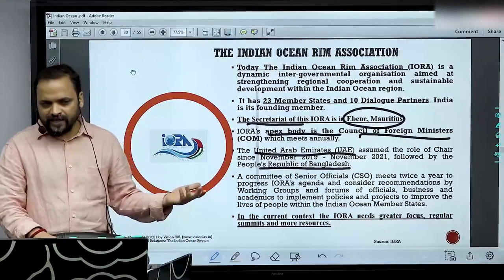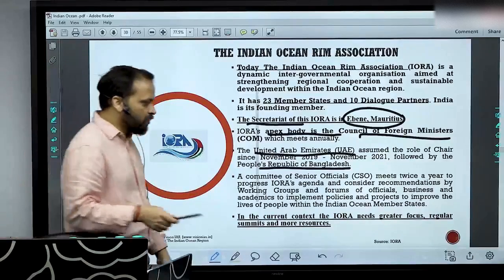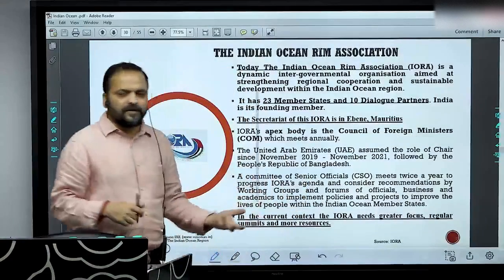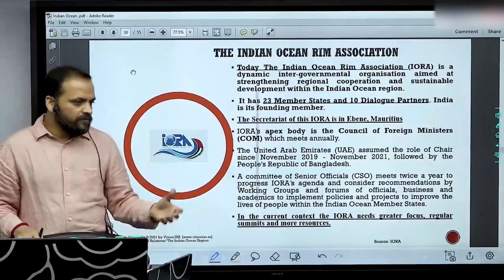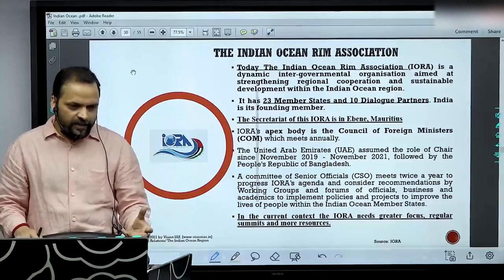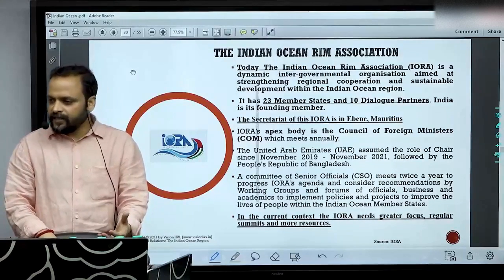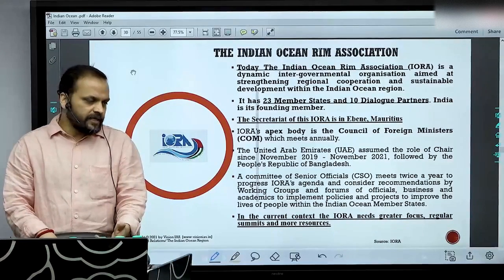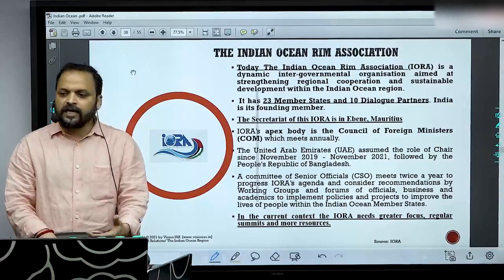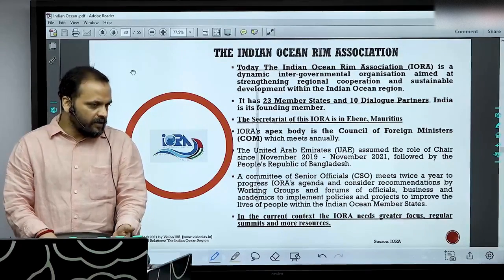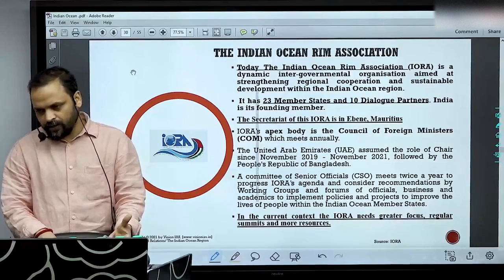So, whosoever is the chair hosts the meeting of IORA, Indian Ocean Rim Association. And then after that, you have various other levels of meetings like working groups of officials. But generally, this is what is important about IORA, that it was formed in 1997. Its headquarters is in Ebene, Mauritius. Its highest level of decision making or meetings is Council of Foreign Ministers. That is what you need to know.